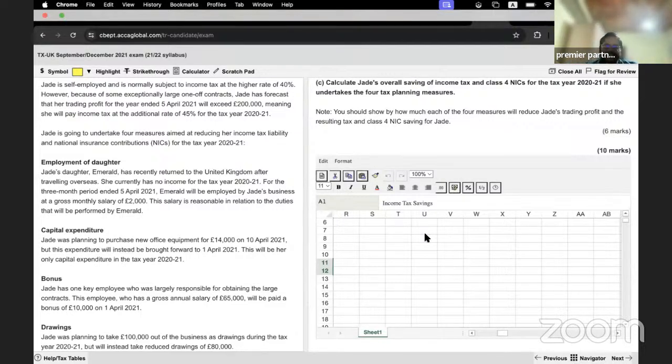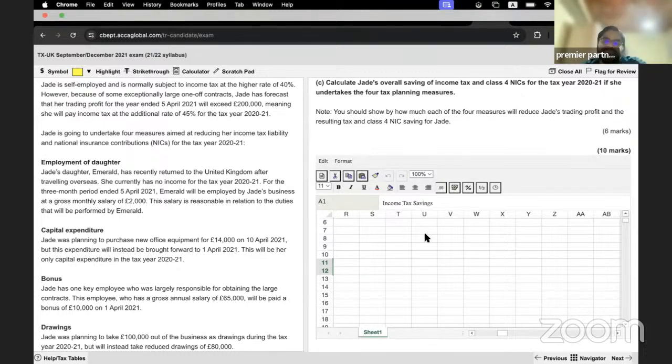9,100, 12,570, all these slabs that are given for NIC are annual slabs. So if the time period is less than or more than 12 months, we will have to time apportion. It's not like personal allowance, which is given for any number of months. NIC ones are annual ones. So if the time period differs, you will have to time apportion. In this case, for Emerald, only 3 months are applicable. So these 12,570, 9,100 slabs, we will have to time apportion.